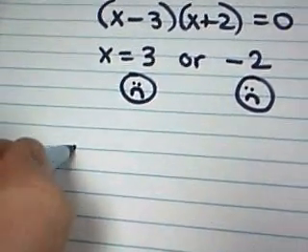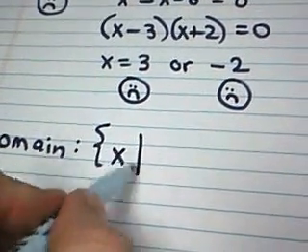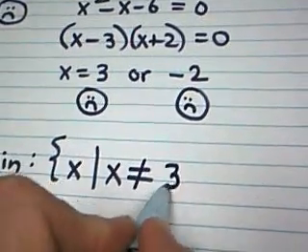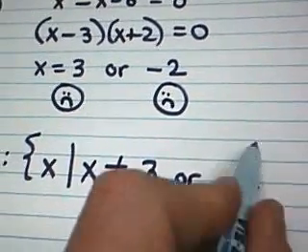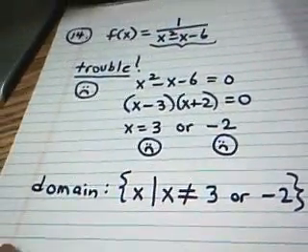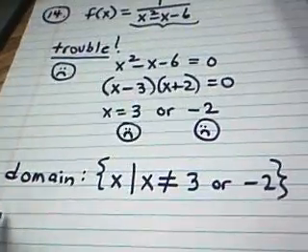So, my domain is best written as the set of all real numbers x such that x cannot equal 3 or negative 2. Those are the two things we have to throw out. That's called set builder notation. You can also write the domain using interval notation.